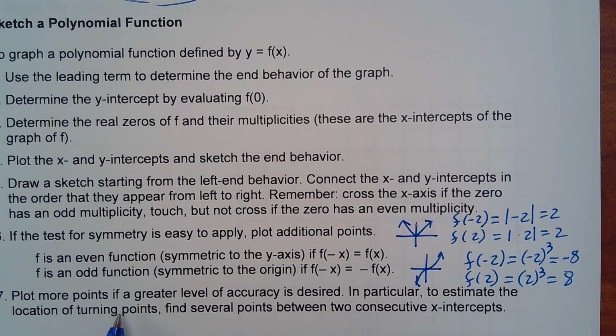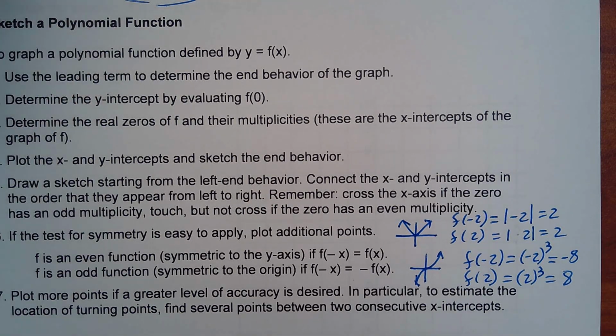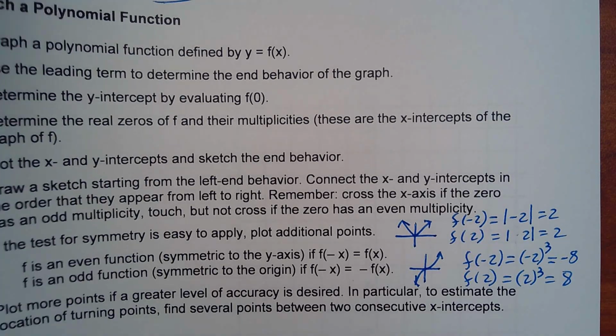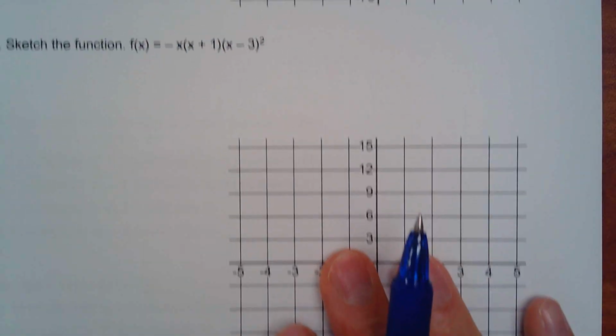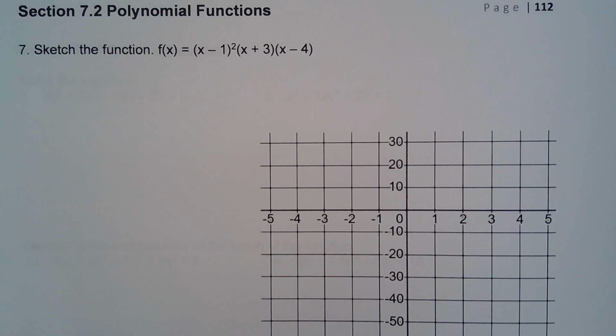And then plot more points if a greater level of accuracy is desired, in particular to estimate the location of turning points, find several between two consecutive x-intercepts. Alright, so let's see if we can put this all together. So here we want to sketch this graph. So first I want to figure out the end behavior.